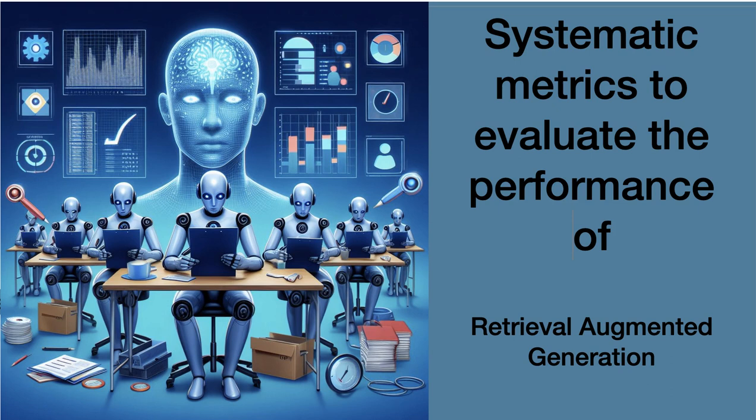1. BLEU. Bilingual evaluation understudy. BLEU is a widely used metric that measures the similarity between the generated text and a reference text. It calculates the n-gram overlap between the two texts and gives a score between 0 and 1. A higher BLEU score indicates a higher similarity.